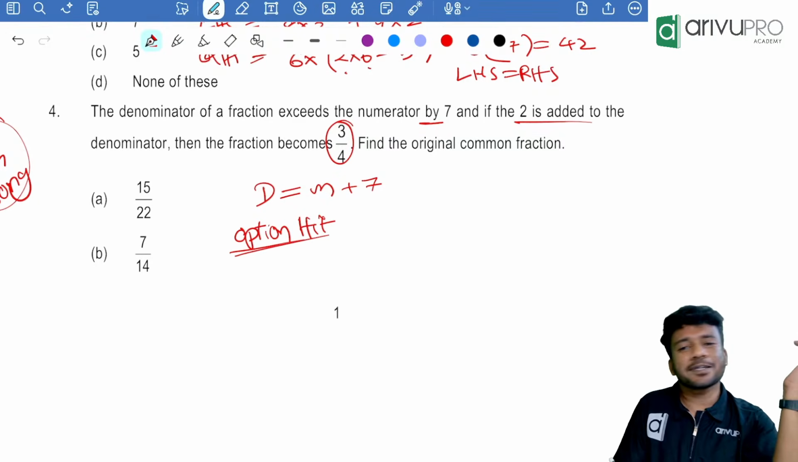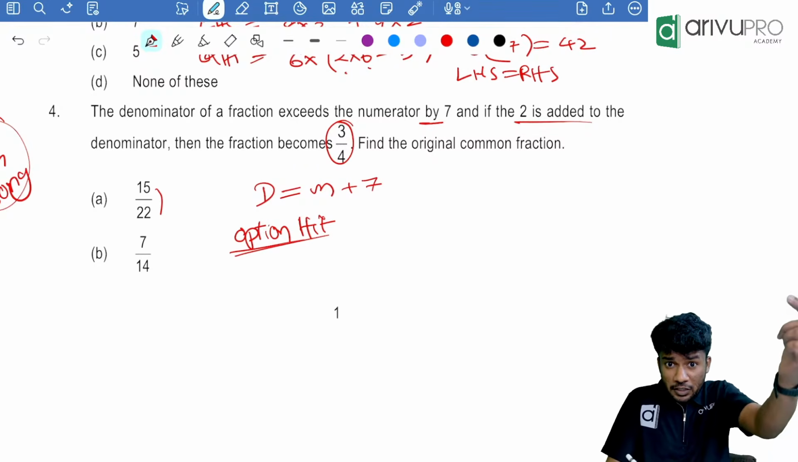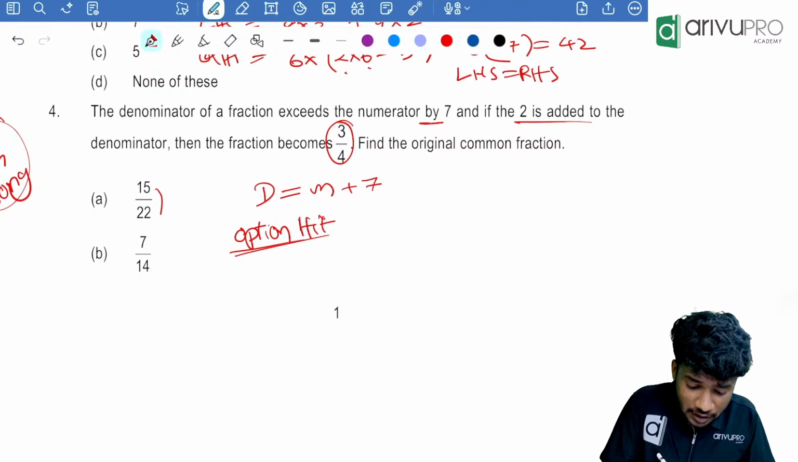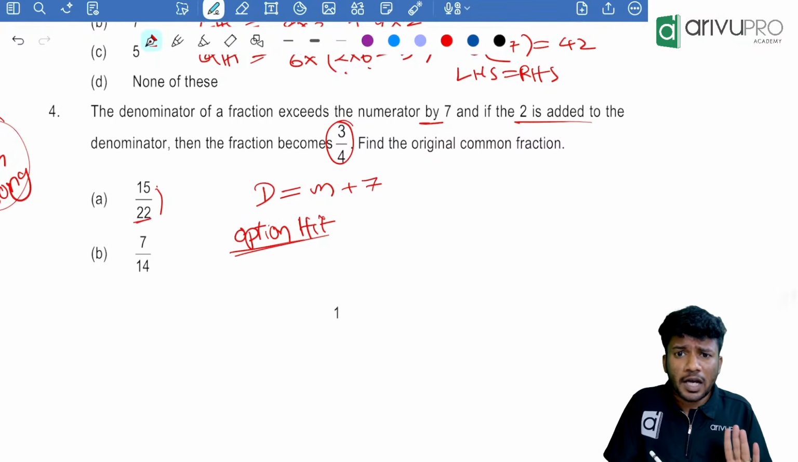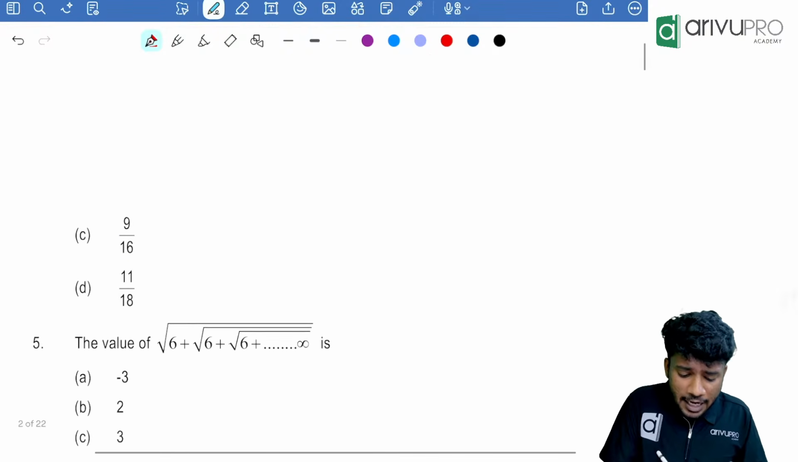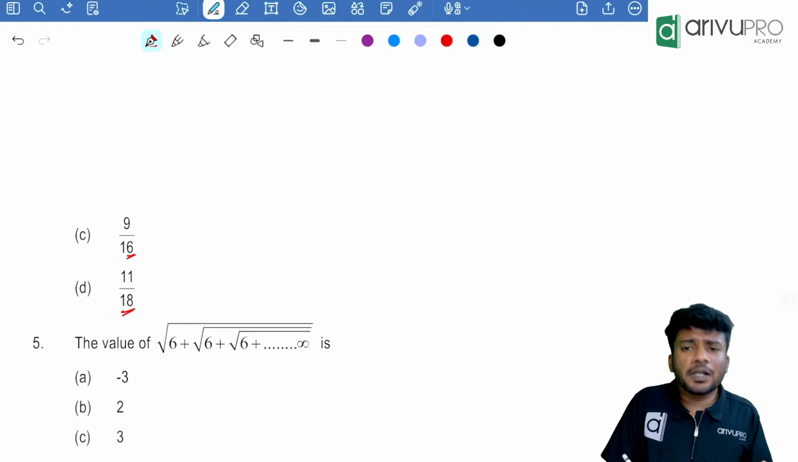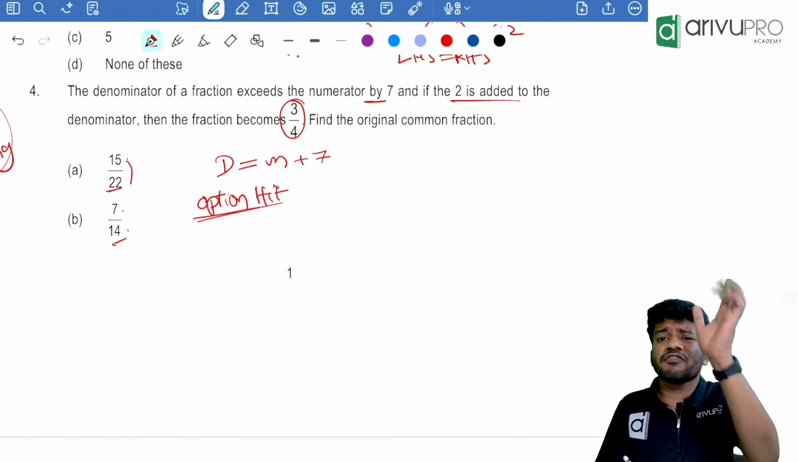Try option hitting. First, we will check whether in all the options the denominator is 7 more than the numerator. Look here, 15 plus 7 is how much? 22. That is correct. Now 7 plus 7 is 14. That is also correct. 9 plus 7 is 16. 11 plus 7 is 18. That means all the options are directly correct with respect to the first condition.